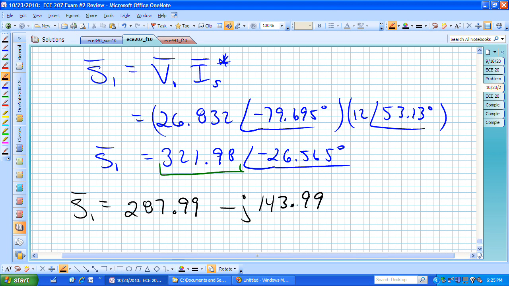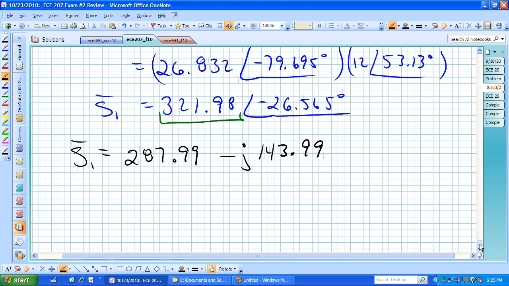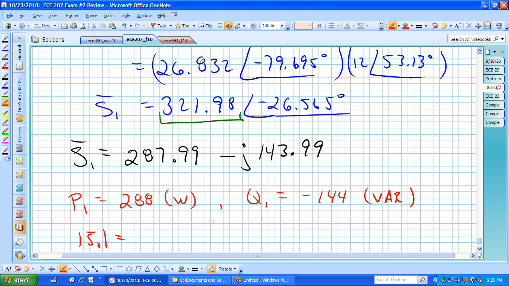And we can now write all of these down. We can say that P1, our real power, is 288 watts. Our reactive power, Q1, is minus 144 volt amperes reactive, or VARs. Our apparent power, which is the magnitude of S1, is 322 volt amperes.